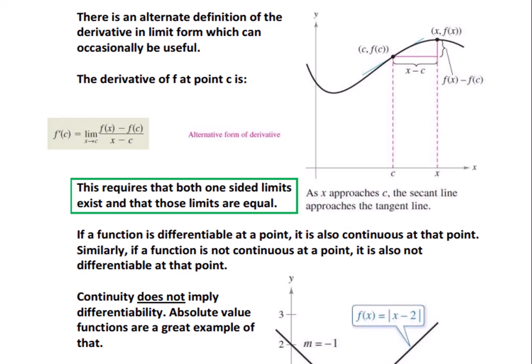Here's an alternate form of the derivative definition that you'll see sometimes. It's saying the same thing if you stop and think about it. If you compare this to the form that we used before. Now it does require, check the green box out, it does require that the one-sided limits do exist and that they're equal. That's not too different from what we've talked about before. The limit coming from the left and the limit coming from the right have to be the same.